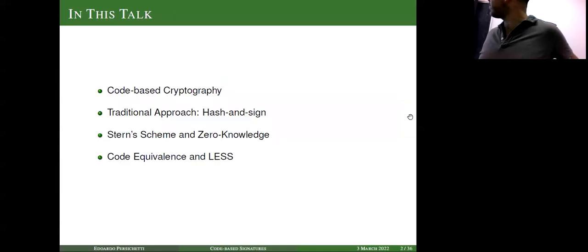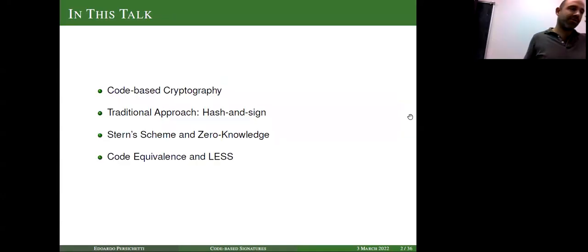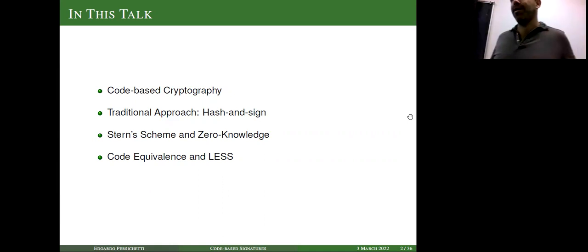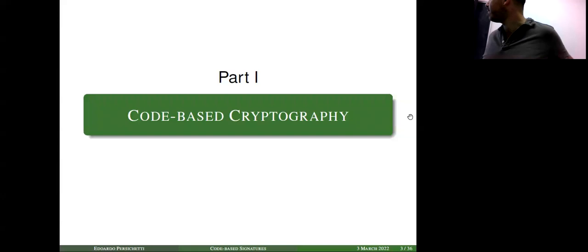Okay, so this is the outline of the talk. I'm just going to quickly introduce code-based cryptography, or recap anyway, for those of you that need a little bit of a refresher, and then talk about the traditional approach, which is the hash and sign method, and then the Stern approach, the zero knowledge approach, and then talk about code equivalence and last to conclude. Right, so it's kind of giving an overview of what the directions are in code-based cryptography for signatures.